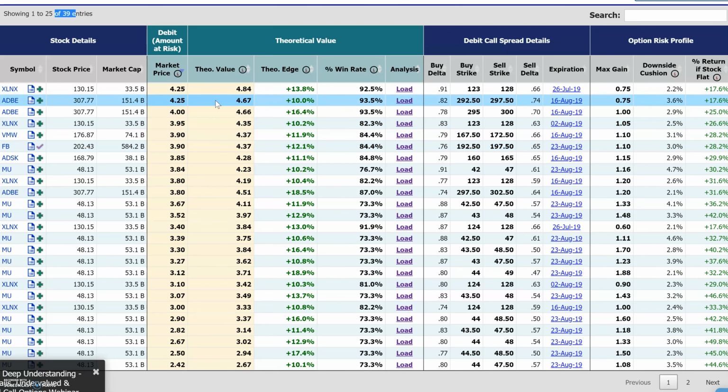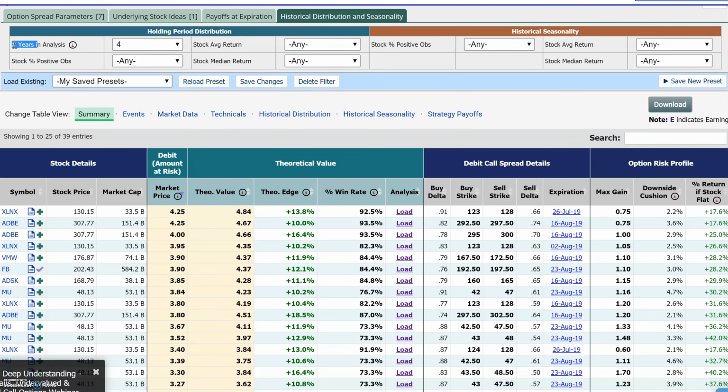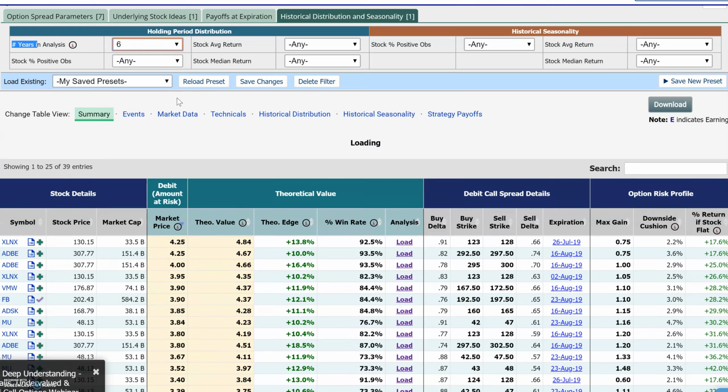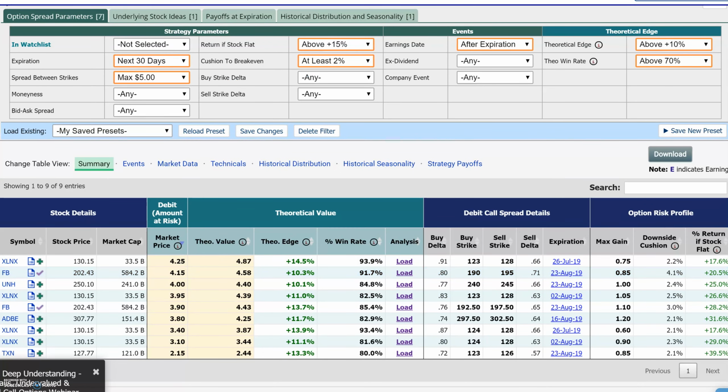Now let's take a look at this analysis here. We see this stock. Currently the market price is 425. We think it's worth 467 based on our historical analysis with a 10% edge. And this is based on, let's just look at 4 years of data. Let's change that to 6 years of data. You could do that from here. Now we narrowed that down further.